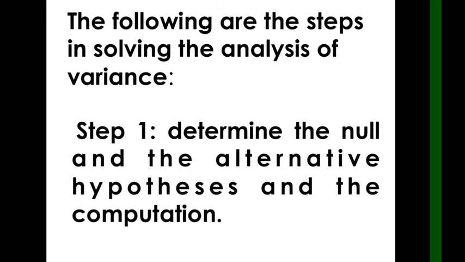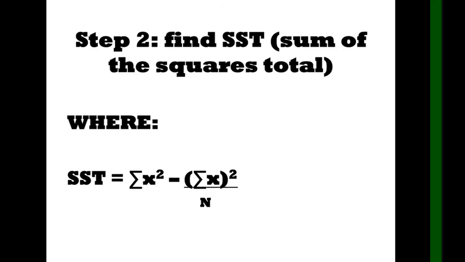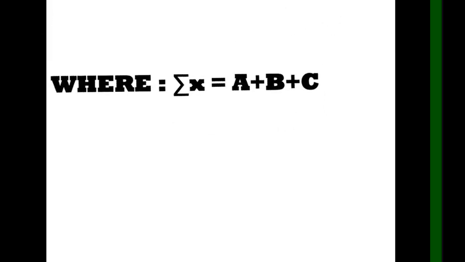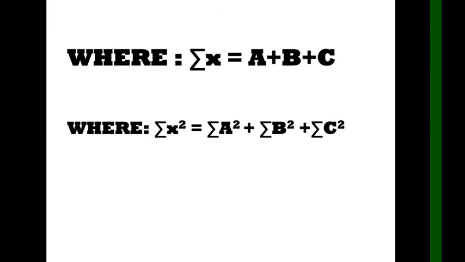Step 1. Determine the null and the alternative hypothesis and the computation. Step 2. Find the SST, or sum of the squares total, where SST is equal to summation of x squared minus the quantity summation of x, squared over n. Next, where summation of x is equal to a plus b plus c, and summation of x squared is equal to summation of a squared plus summation of b squared plus summation of c squared.